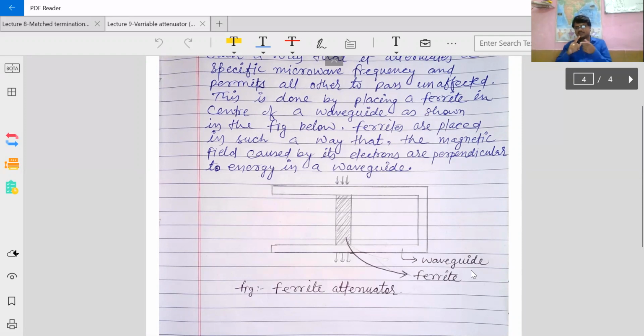So by varying the ferrite material, we can change the stop frequency. Which frequency is to be stopped depends totally upon the ferrite. If the ferrite material is changed, the attenuated frequency will be changed.